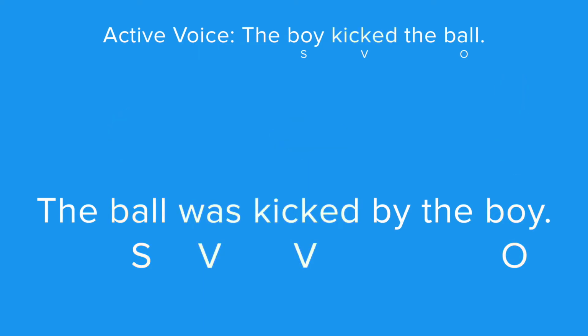Sometimes in passive voice, the performer of the action is not included at all. Notice how in this sentence, the object has been removed, but it still makes sense because we have a subject and a verb making up our sentence.